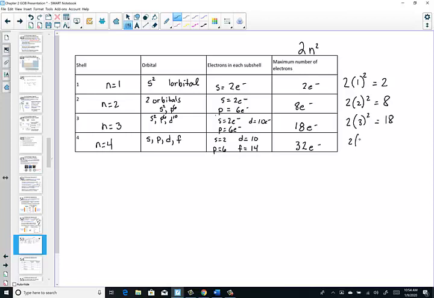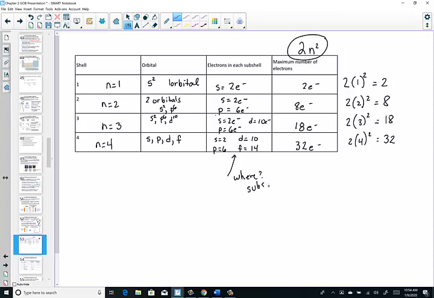And lastly, if n equals 4, that's the 4th period. Potassium's row is the 4th period. 4 squared is 16. Doubled is 32 electrons. The total number of electrons in an energy level, which is the period, can be given by this formula. This column lets us know specifically where those 32 electrons are located, what subshells.